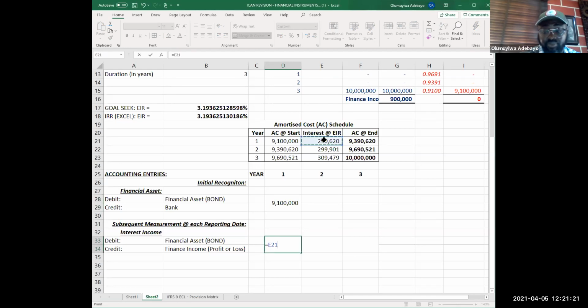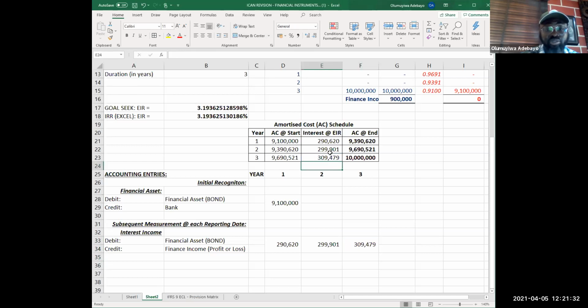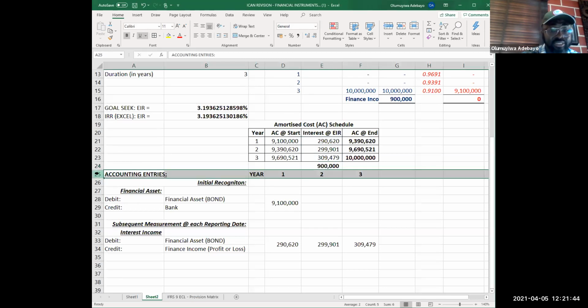Year one, year two, and year three. When you sum all of this together, what you have is 900, which means you have more or less amortized the discount embedded in it over 3 years.